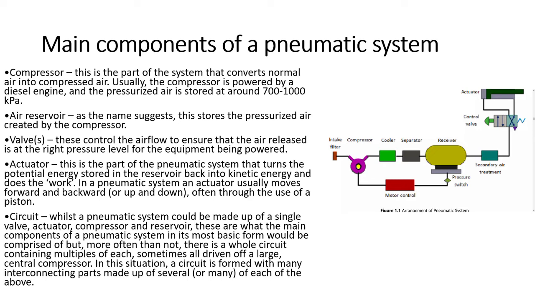Circuit. Whilst a pneumatic system could be made up of a single valve, actuator, compressor, and reservoir, these are what the main components of a pneumatic system in its basic form would be comprised of, but more often than not, this is a whole circuit containing multiples of each, sometimes all driven off a large central compressor.